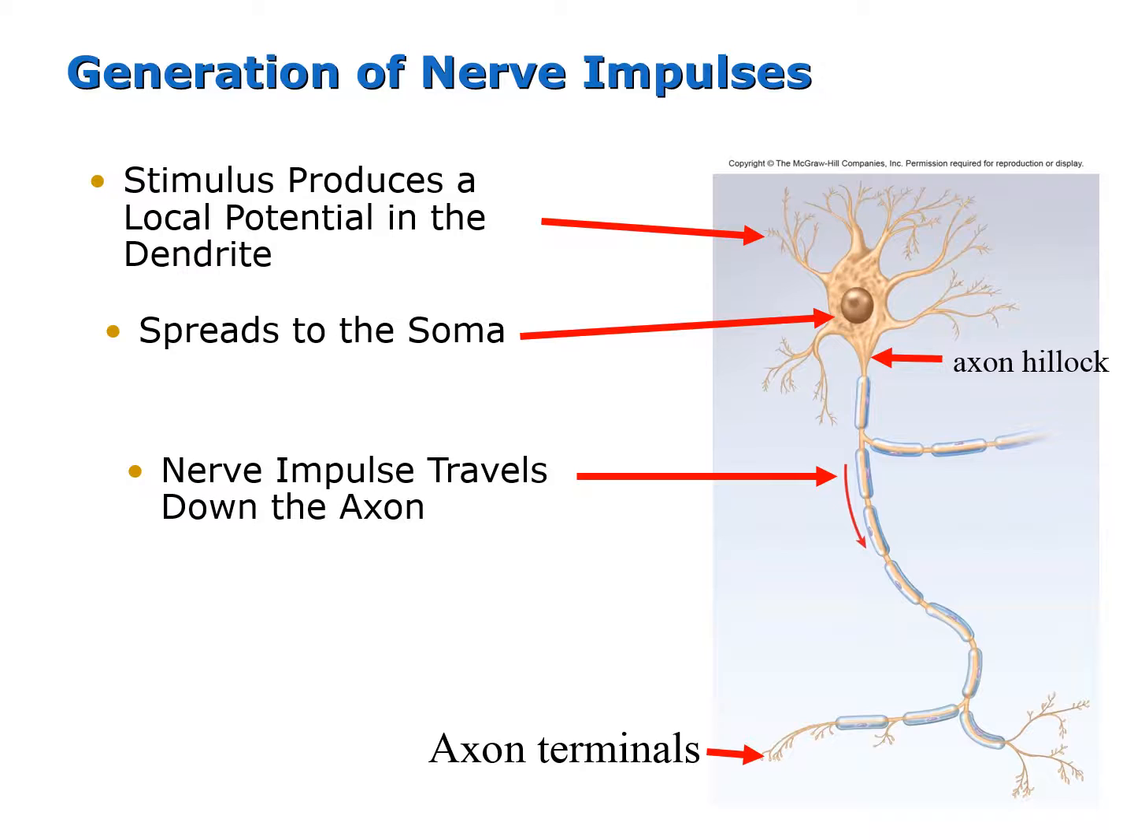Unlike the local potential, a nerve impulse or action potential is an all or nothing event. If it occurs at the axon hillock, it travels all the way down to the axon terminals and it does not degrade on its journey to the axon terminals. So that is a basic outline of how a neuron generates a nerve impulse. Now let's talk in detail about how this process occurs.